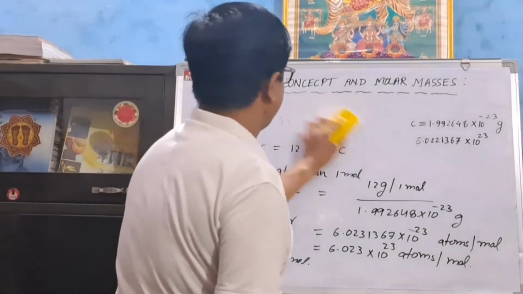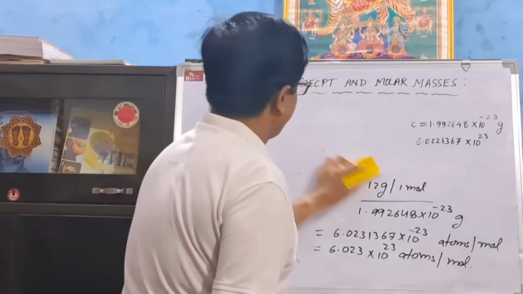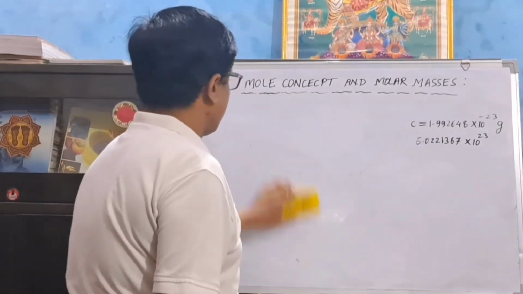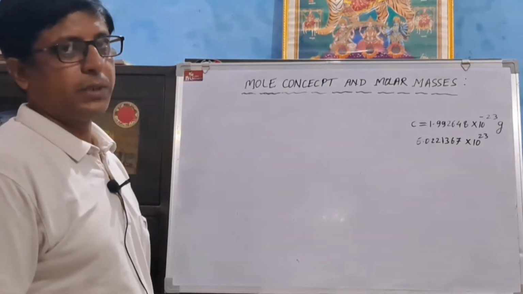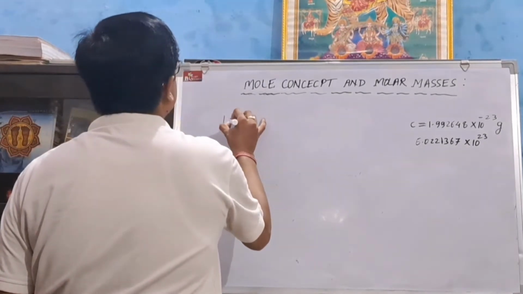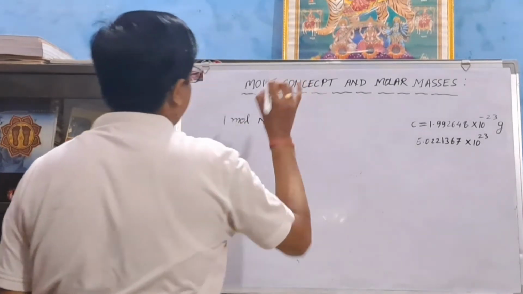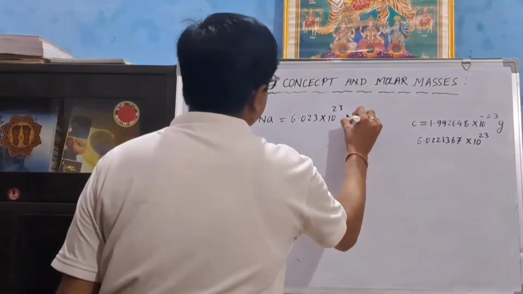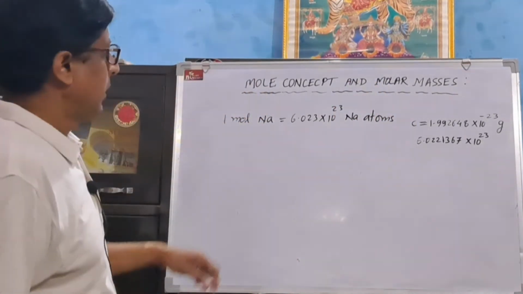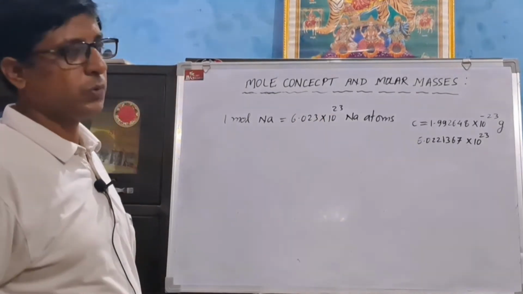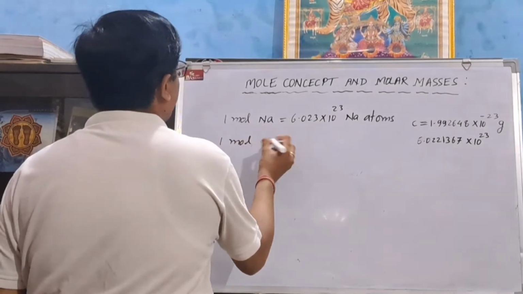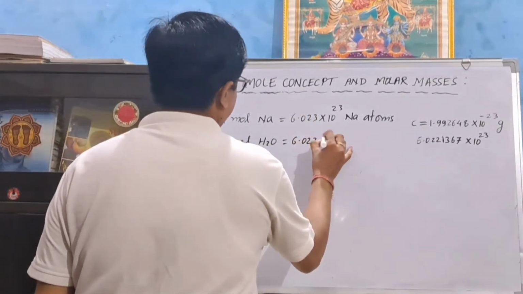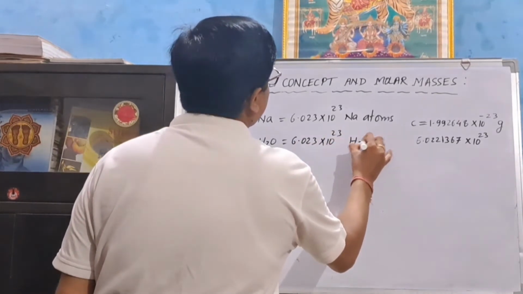Now we take some examples to represent the number of moles in case of atoms, molecules, ions or electrons. These are microscopic particles. Mole concept is used in case of microscopic particles. For example, if we take 1 mole of sodium, then there are 6.023 × 10^23 sodium atoms. 1 mole of sodium contains 6.023 × 10^23 sodium atoms. Similarly, 1 mole of H2O water contains 6.023 × 10^23 water molecules.